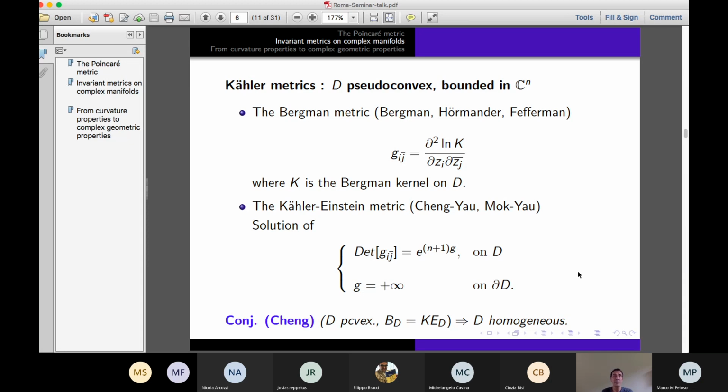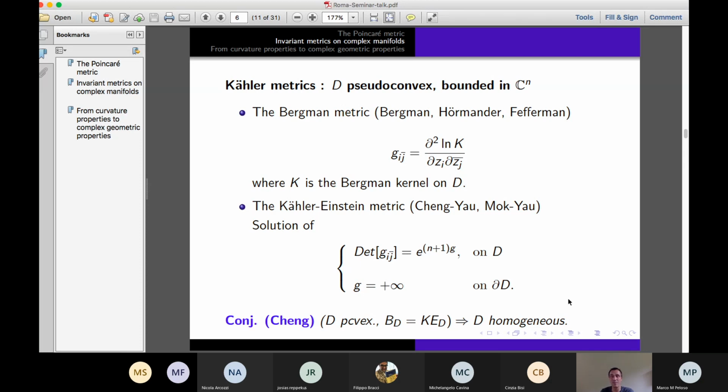But what happens on a general manifold, or even on a bounded pseudo-convex domain in Cn? There is a conjecture due to Cheng that tells you that if you consider a pseudo-convex domain, and if you assume that the Bergman metric is Einstein, meaning that by choosing the right normalization it's the Kähler-Einstein metric in your domain, then your domain has to be homogeneous. So it will be quite a very special domain. The polydisk is a special case, sorry.